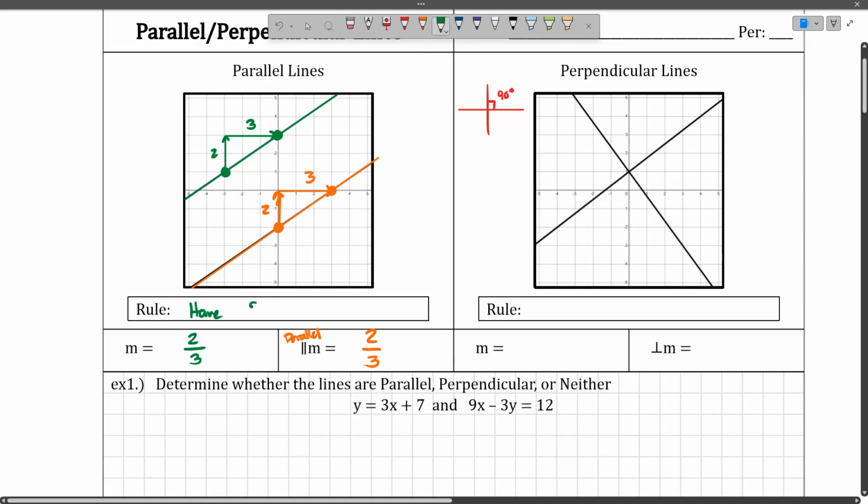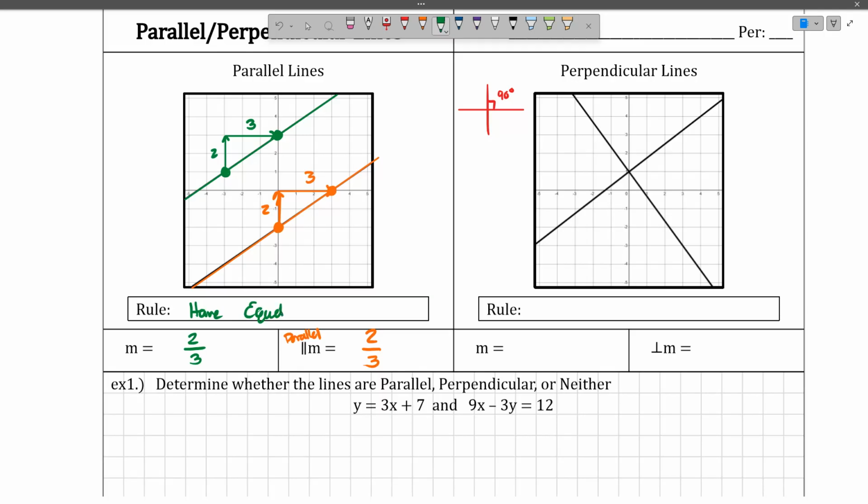have equal slopes. Their slopes are the same. If this was a slope of 2, the parallel line would also have a slope of 2. All right? The rule for parallel lines is equal slopes. Slopes are the same.